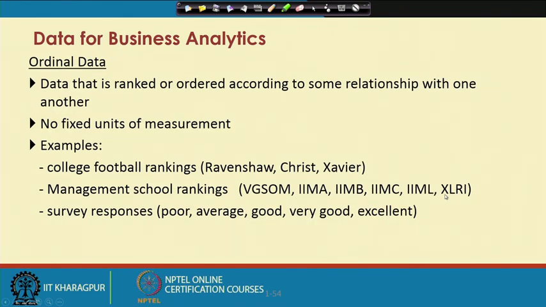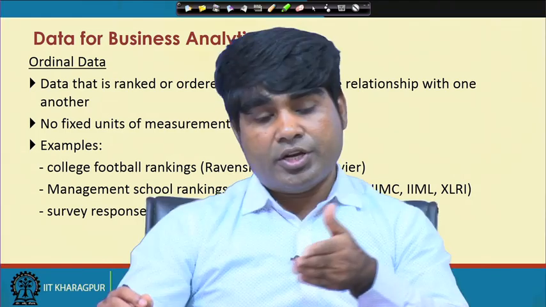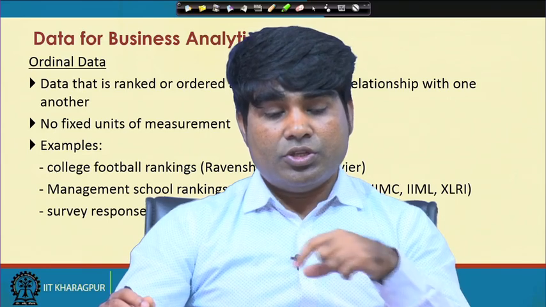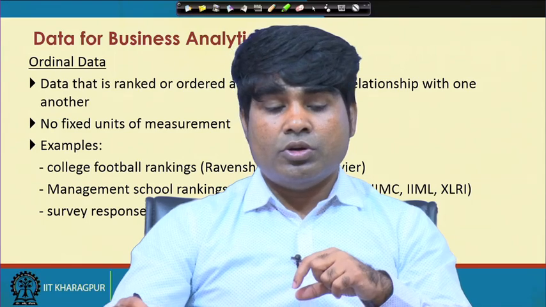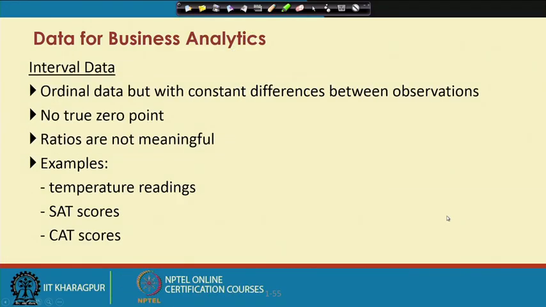Then ordinal data: data that is ranked or ordered according to some relationship with one another. There are no fixed units of measurement here. Some examples are college football rankings, management school rankings, survey responses like poor, average, good, very good, excellent and so on. This is a kind of hierarchy you are supposed to maintain, and this kind of recording is called an ordinal data structure.